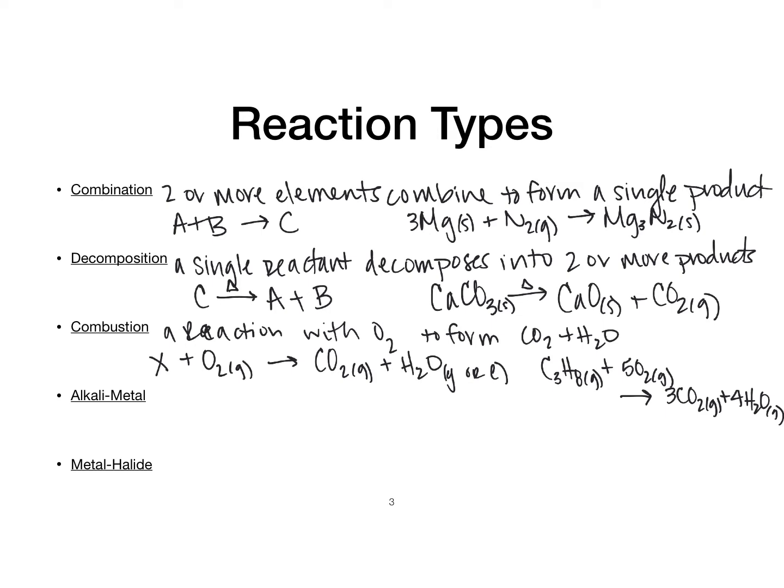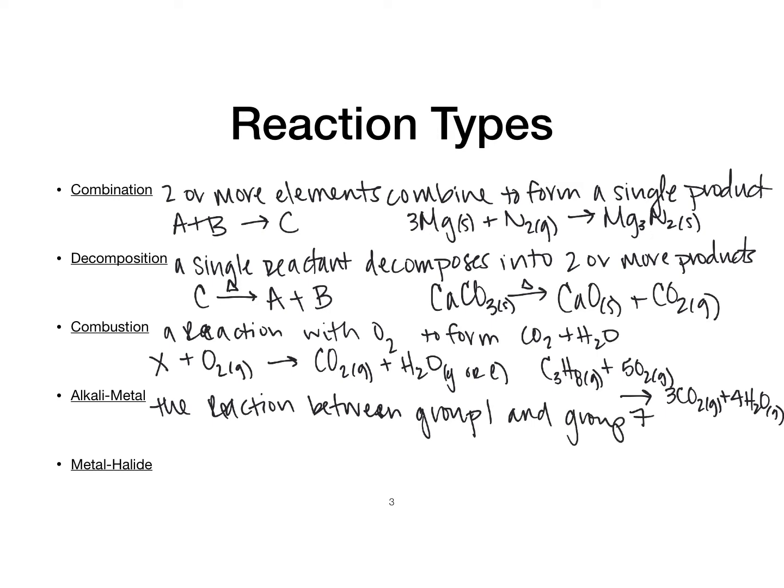So the next one is an alkali metal. And so this is the reaction between group 1 and group 7.